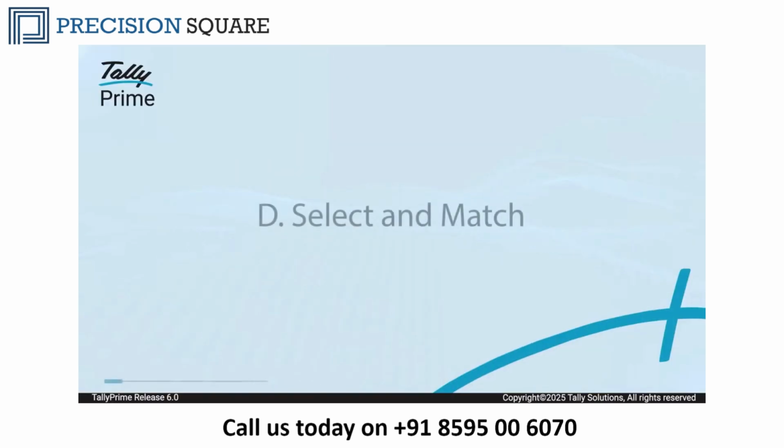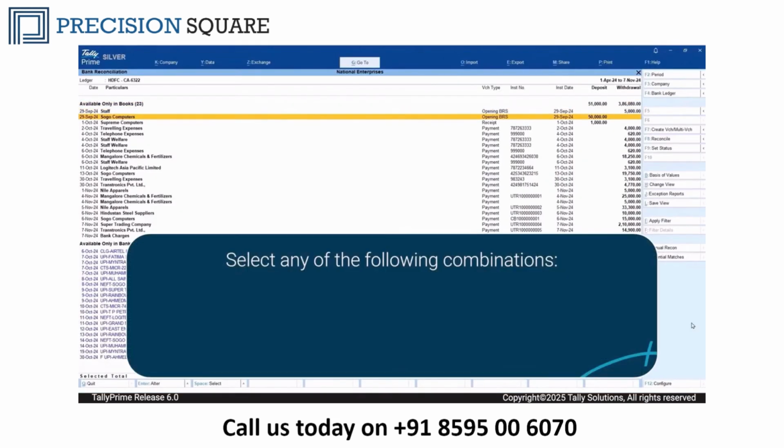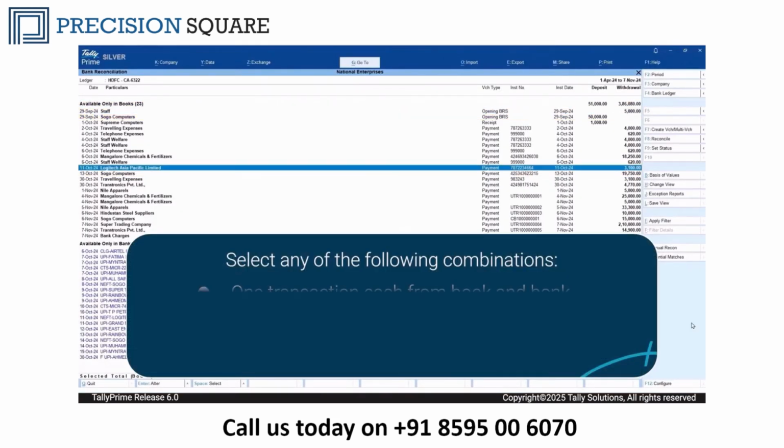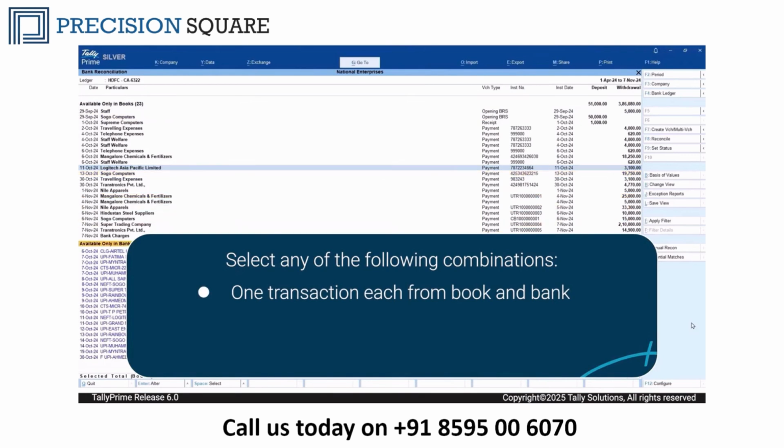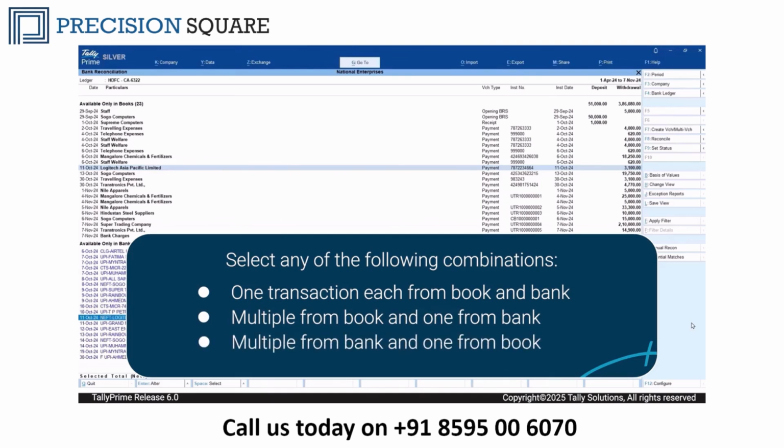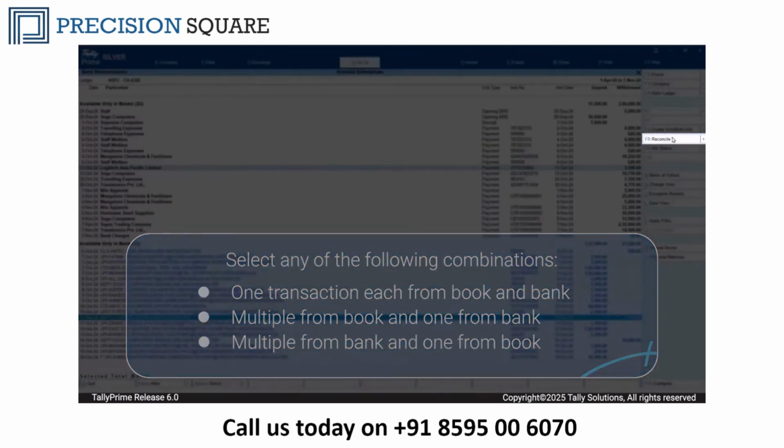When the number of transactions in the bank reconciliation report is less, you can select and reconcile them. In the bank reconciliation report, you can select one or multiple transactions from your books against one or multiple transactions from the bank. And then press F8 to reconcile.